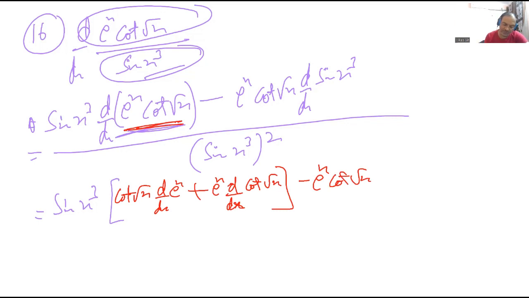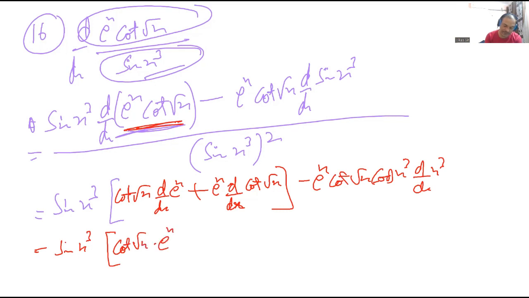Sine x cube gives me cos x cube, and then I differentiate x cube. I just write it down, d by dx of x cube. In the denominator will go sine x cube whole square. I'm not writing it. I will write it in the last. Now I'm having sine x cube. In the bracket, I will be having cot root x. D by dx of e power x will give me e power x, plus e raised to power x.